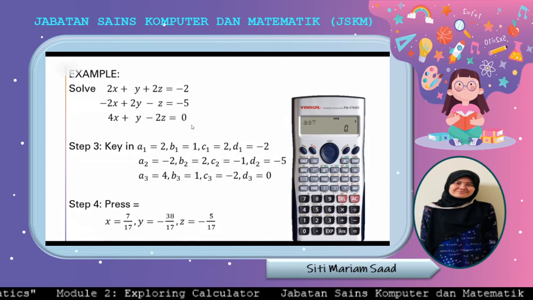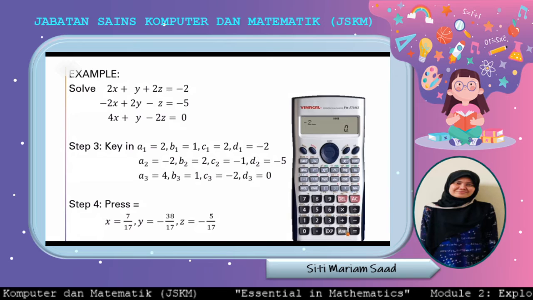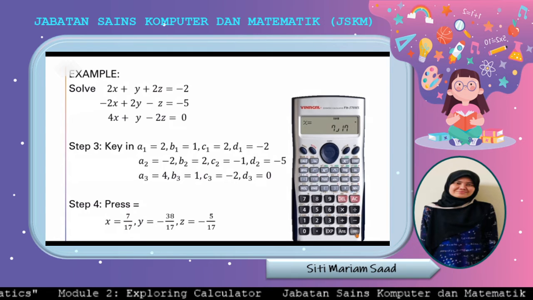For the last equation, a3 is 4, b3 is 1, c3 is -2, and d3 is 0. Press the equal button to get the solution. The solution of x is 7/17. Press the equal button to get the y value. y is -38/17, and the z value is -5/17.